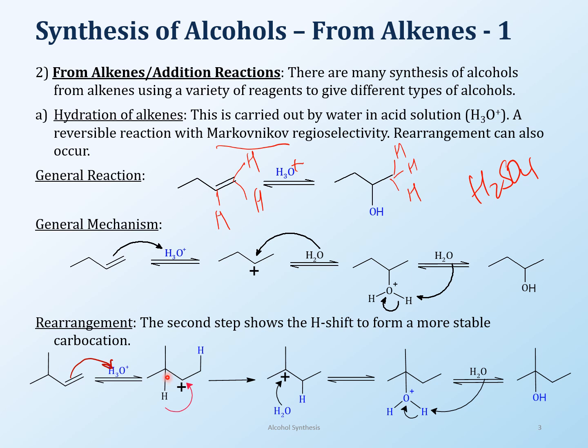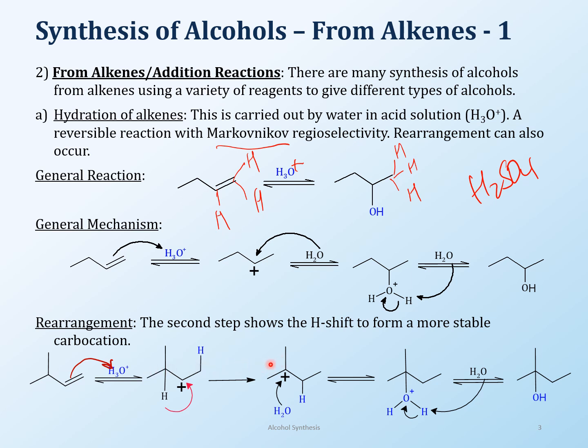if I shift the alkyl group, then I will still have the same kind of carbocation. However, I can shift the hydrogen. So once there's a H shift, which is also called the hydride shift, once you shift the hydrogen, now the carbocation is more stable. So secondary to tertiary carbocation, that's what you form.